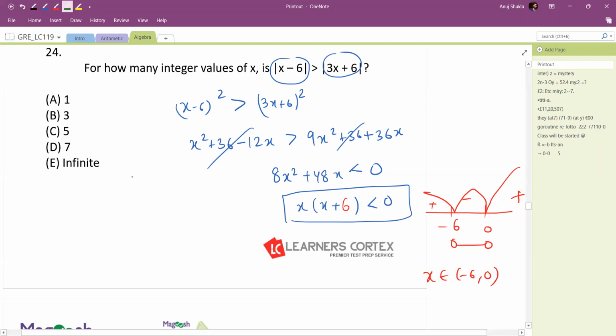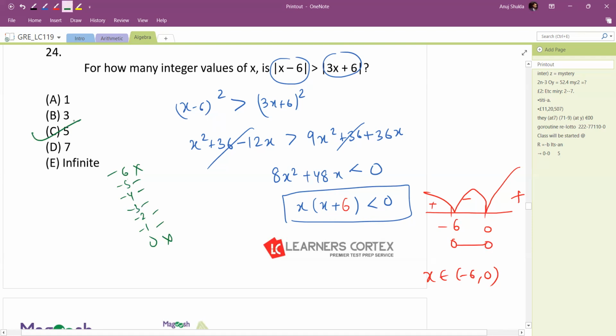So what are the values actually? Minus 5, minus 4, minus 3, minus 2, minus 1. Can we take 0? We cannot take 0. No. Minus 6 and 0 we cannot take. So what are the values? 1, 2, 3, 4, 5. 5 values we can take. So the answer is 5.